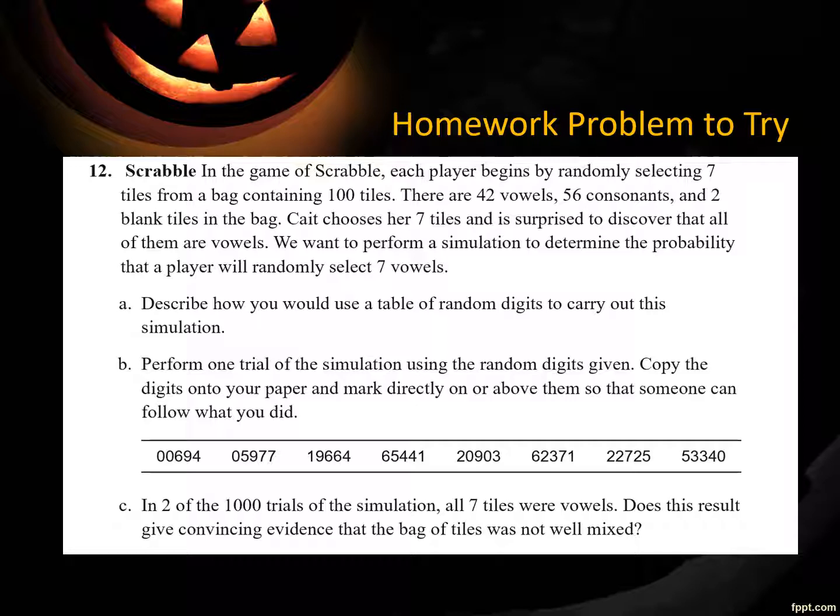So I need you and your partner, again, you're writing this down, to describe how you would use a random digits table to carry out this simulation. Be sure that you are very specific about the random chance device that you're going to use and what would represent what in this random chance device. Then you're going to perform one of the trials, and then you're going to draw a conclusion. So work on this with the woman next to you. When you are done, then you can go ahead and start working on your bias project. If you have any questions, you can email me.